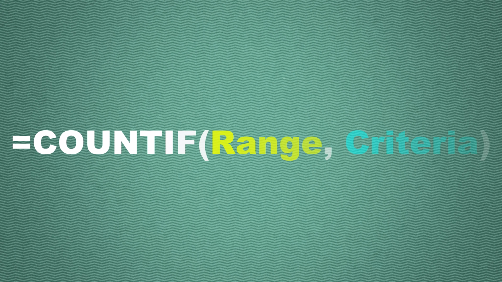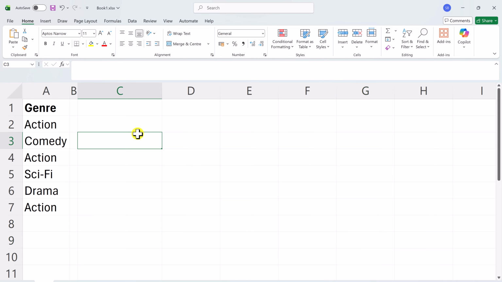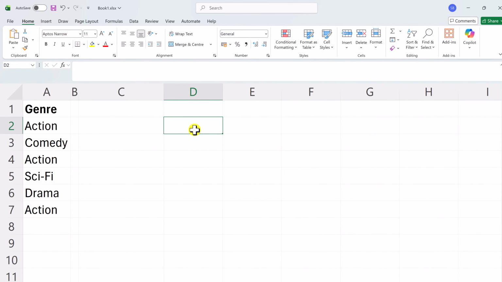The formula looks like this. Range is where Excel should look, and the criteria is what Excel should count. And the way I remember this function is Excel only counts an entry if a condition is met. Hence, COUNTIF. Let's use an example.